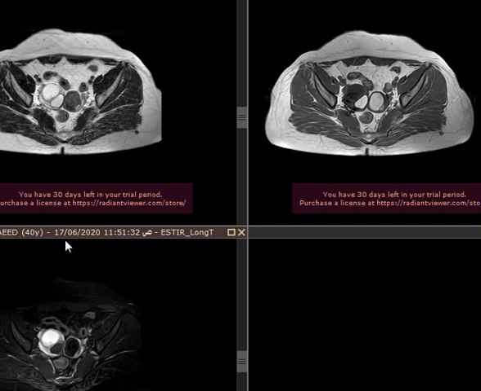Now this other component, the small one, is suppressed. It's fat content. Hyper and suppressed on fat sat, so this is fat. So this indicates that this complex lesion is a dermoid. That is number one.